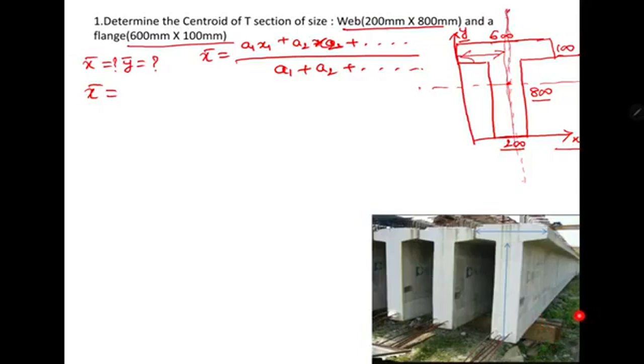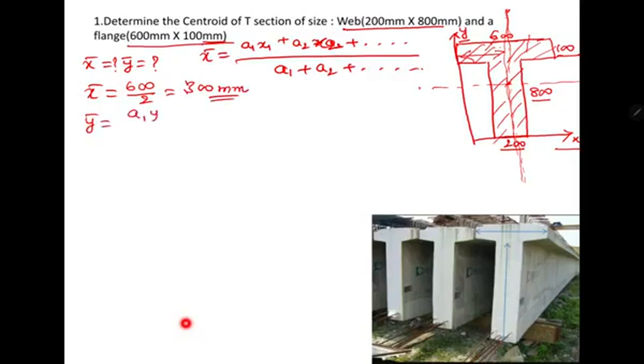About the centroidal vertical axis, this plane figure is symmetrical. Just looking at this, you can find out it is symmetrical. This section and this section are the same. So by looking at the center, you can find it easily. No need to apply any formula here. Simply I can write 600 by 2, that is equal to 300 mm. The unit given is millimeter. Now we'll go to y bar.